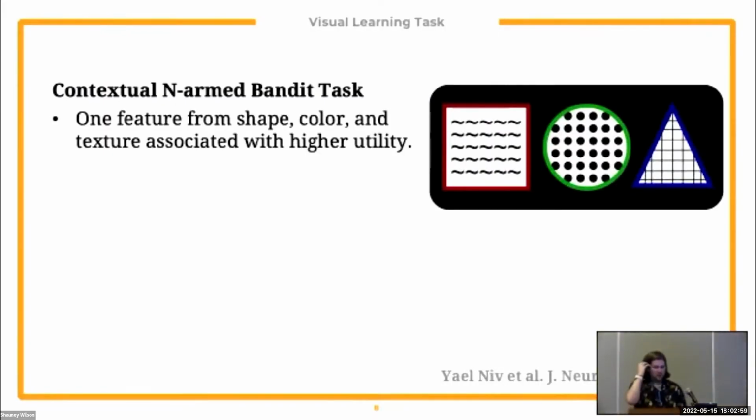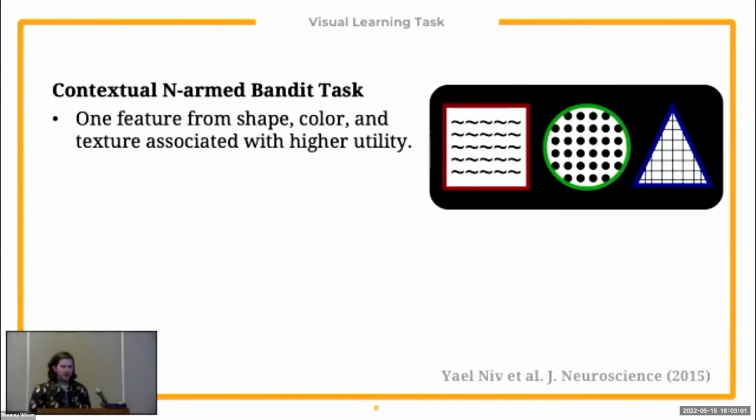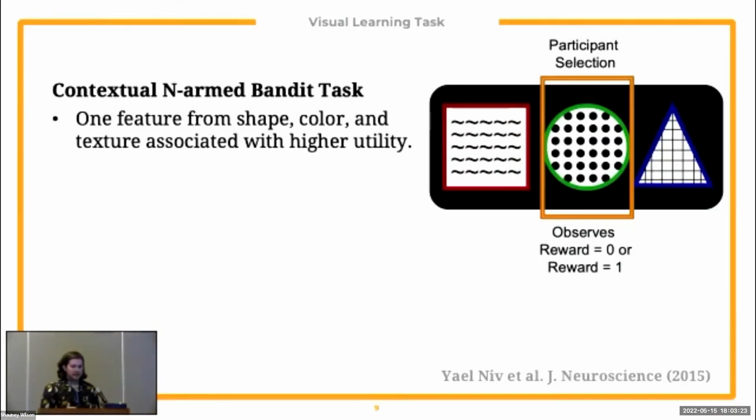To answer this, we applied a version of the Beta-VAE model to predicting data from human participants performing the following task, which was provided and collected by the Neuroscience group. In this task, participants learned which single feature from 3 shapes, colors, or textures meant that the option corresponding to it was indicative of a higher utility. Participants made a selection from 3 options available to them, and they observed a reward of either 0 or 1. There was a higher probability of observing a reward if they selected the option containing the feature of interest.